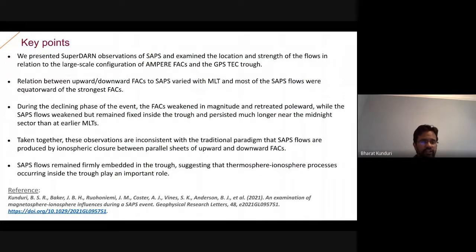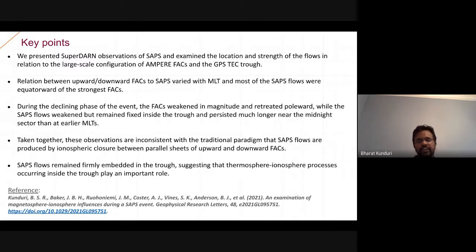So a few key points to summarize are that we presented SuperDARN observations of SAPS and compared them with the location and magnitude of field aligned currents and the mid-latitude trough specified by GPS TEC. And the relation between upward and downward field aligned currents to SAPS depended on the MLTs. Towards the dusk side, SAPS flows were co-located with the downward region 2 field aligned currents. And on the midnight side, they were co-located with upward region 2 field aligned currents.